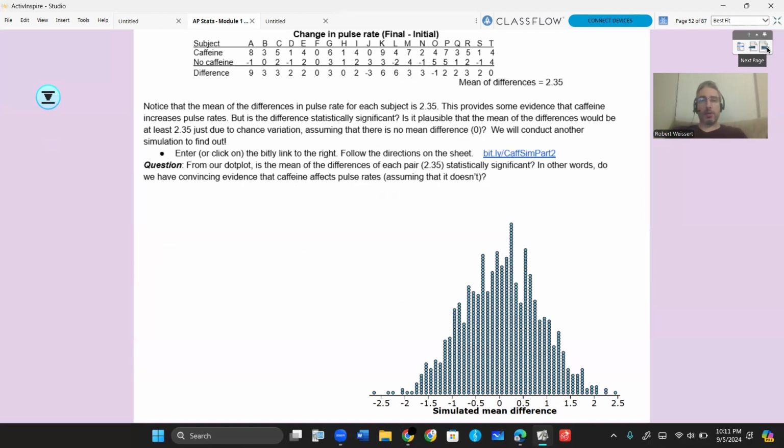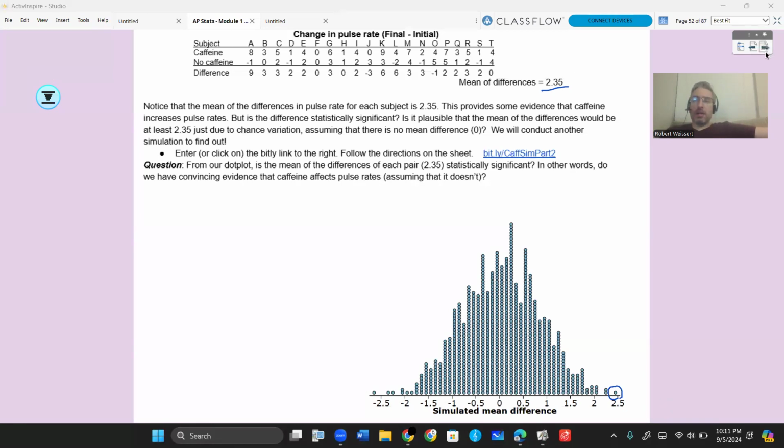Now, I had to do a lot of data points for this, okay? I had to do a lot of simulations of the simulated mean differences. And so there's 1,000 plot points here. And we want to know, do we have statistically significant results? So let's think about where 2.35 lies, because that was what our difference was here. And out of all these, assuming that there is no difference, I'm only getting one out of these 1,000 that even gives me a number 2.35 or higher. So that's a pretty small percentage.